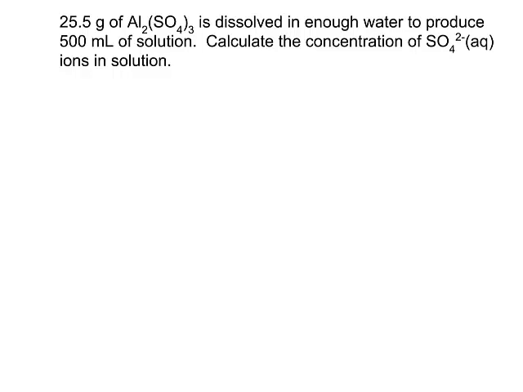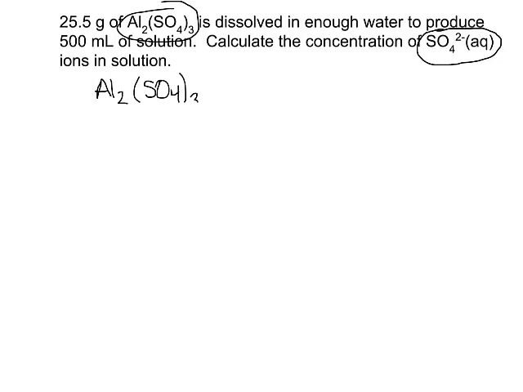In this example, we've got 25.5 grams of aluminum sulfate dissolved in water to produce a solution, and we're asked to calculate the concentration of sulfate ions in the solution. So what we need to recognize here is that it's asking us about an ionic compound and its ions. So the reaction we're going to write is for the dissociation of aluminum sulfate.